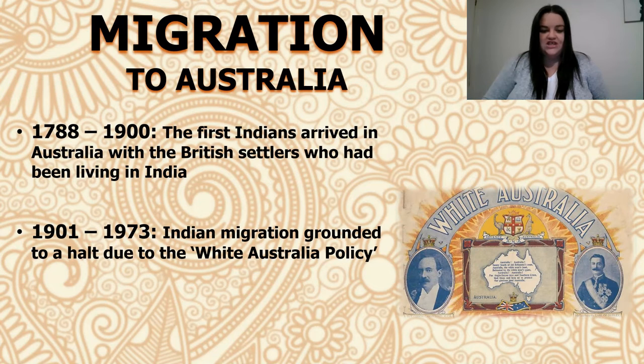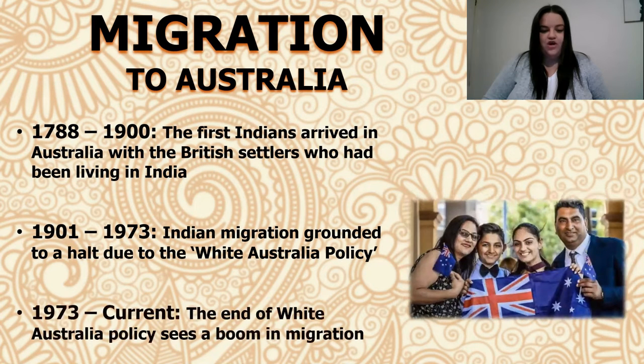But with the implementation of the White Australia policy, Indian migration to Australia ground to a halt from 1901 until the early 1970s. With the abolition of the White Australia policy in the early 1970s, Indian migration to Australia gradually took off. The profile of Australia's Indian migrants these past few decades is quite different from the past, with a heavy concentration of doctors, nurses, engineers, IT specialists, and teachers.